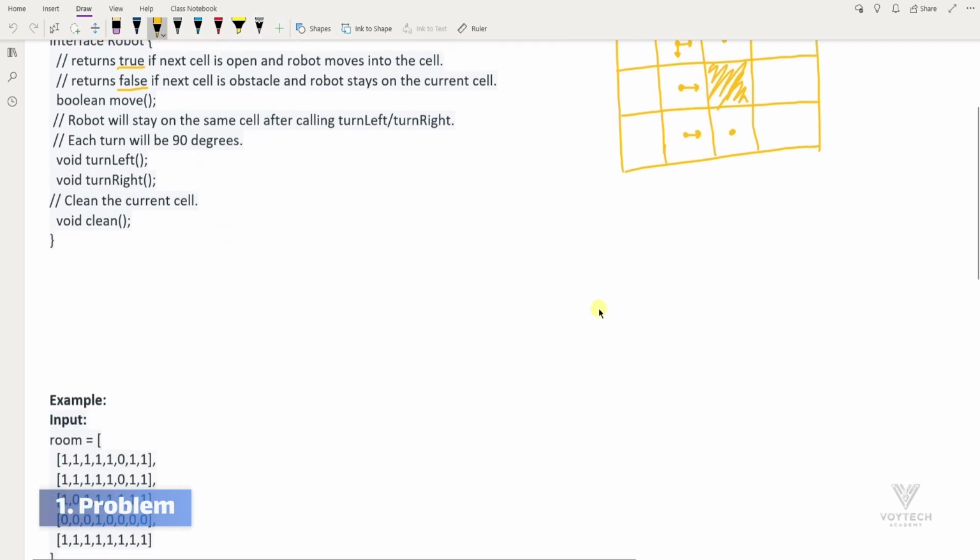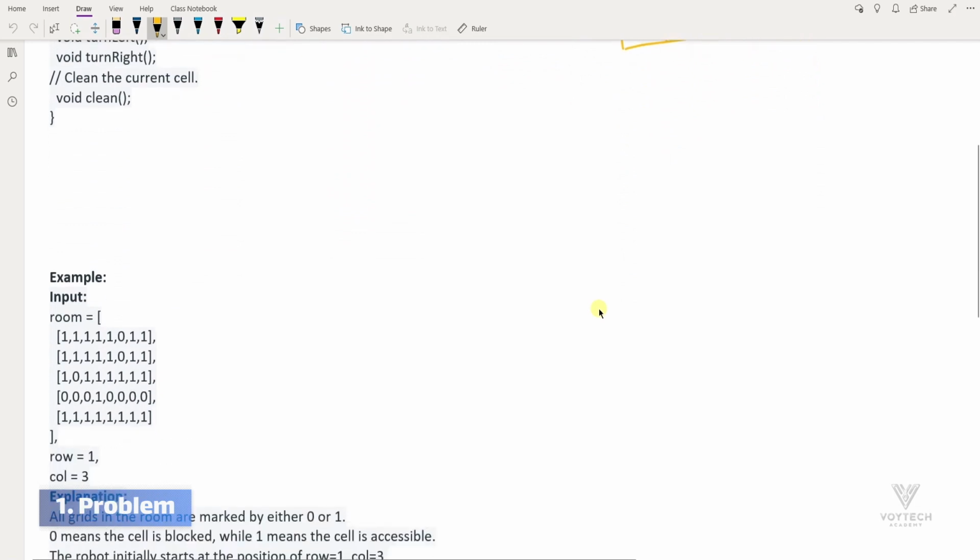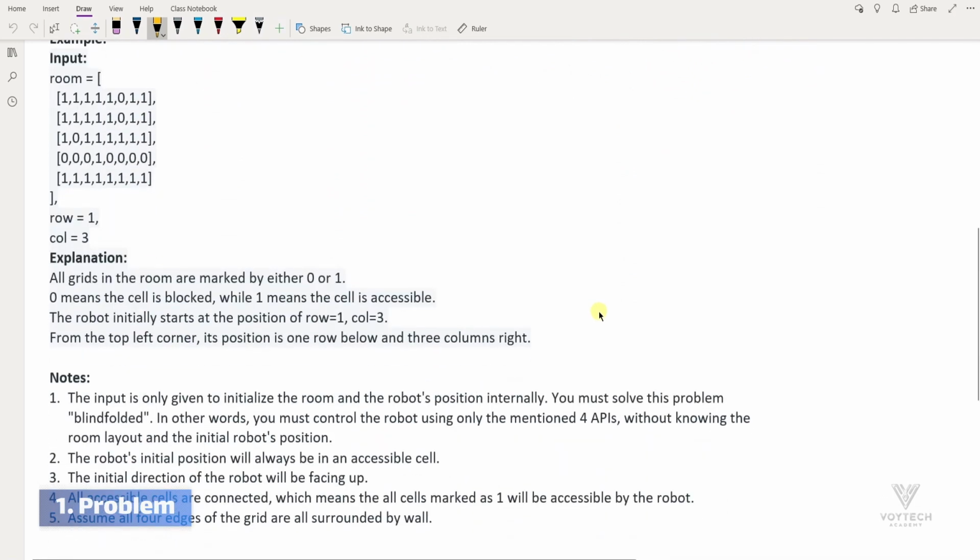The problem also gave us an example to show us the input format. As you can see, the room is a 2D array that contains several ones and zeros. The ones show the empty cells of this grid, and the zeros show the blocked ones. It also gave us the starting position of the robot. And there are also several points that we should consider while solving this problem.